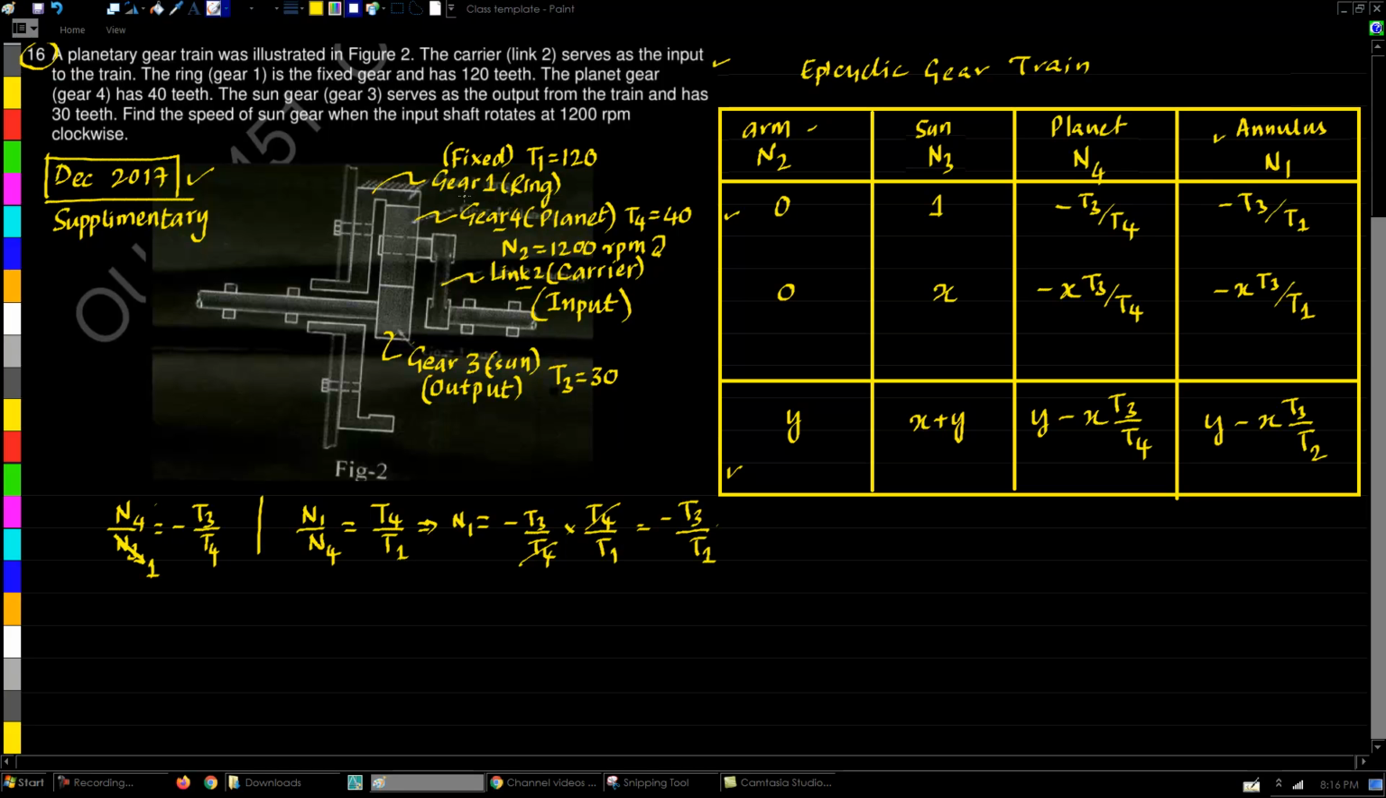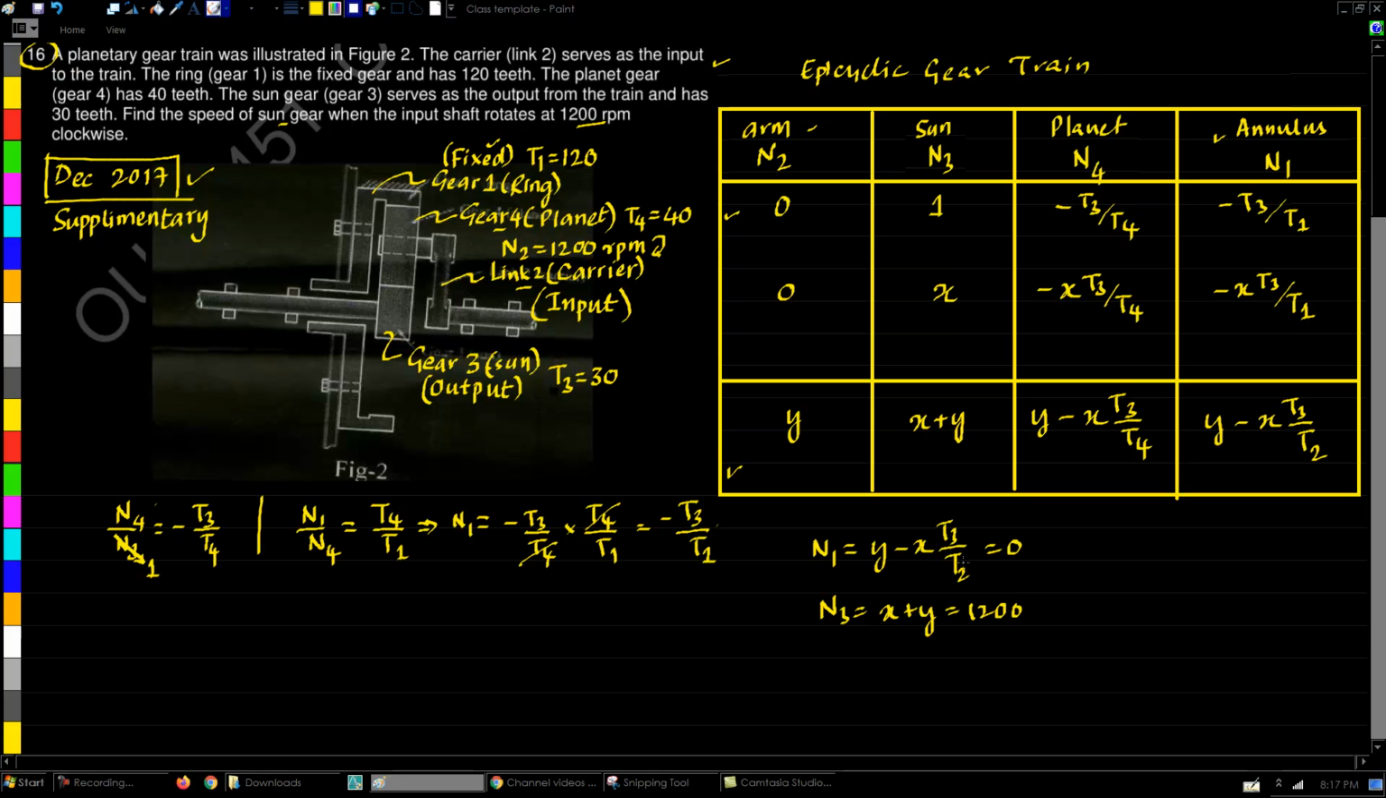We have been provided that the gear 1 is fixed here. So the ring is fixed. That means the gear 1 will have its speed equal to 0. So that means N1, which is Y minus X times T3 upon T2, will be equal to 0. The second speed that is provided to us, 1200 RPM, belongs to the sun gear, which for us is N3. So N3 value, the formula for which is X plus Y, is actually equal to 1200.